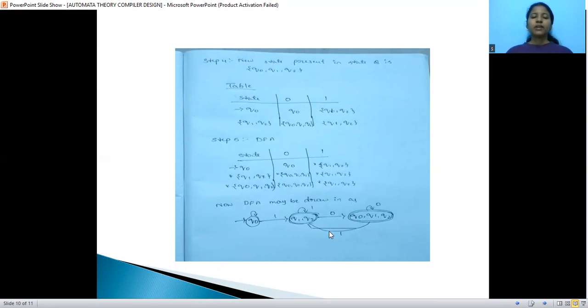Now the DFA may be drawn as the final diagram. Here Q0 is the starting state. It has a self loop on 0. On 1 it moves to Q1 and Q2. And it moves on 0 to Q0, Q1, Q2. It is also a final state, and it has a self loop on 0. On 1 it returns to Q1, Q2.